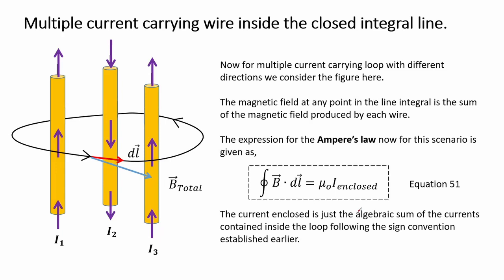Now for multiple current carrying loops with different directions, we consider the figure here. The magnetic field at any point in the line integral is the sum of the magnetic field produced by each wire. The expression for Ampere's law now for this scenario is given as equation 51. The current enclosed is just the algebraic sum of the currents contained inside the loop following the sign convention established earlier.